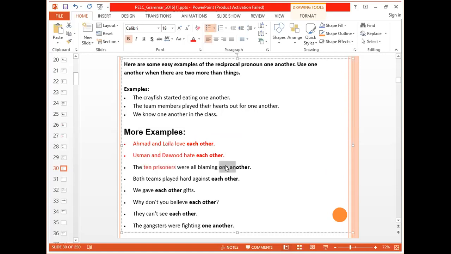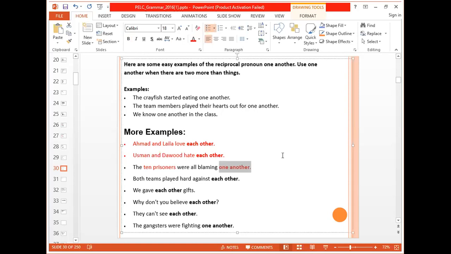If you want to show a relationship between nouns and there are more than two, then we will use one another. Like in the class, suppose we are 10 people. How would we say? We will say we know one another. We will not say we know each other. Why? Because that can be for two people.